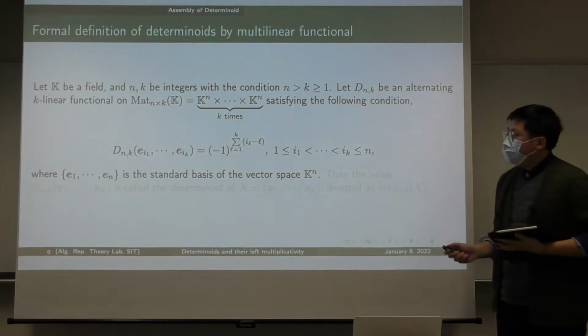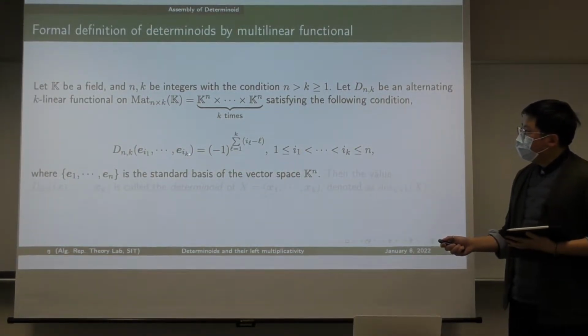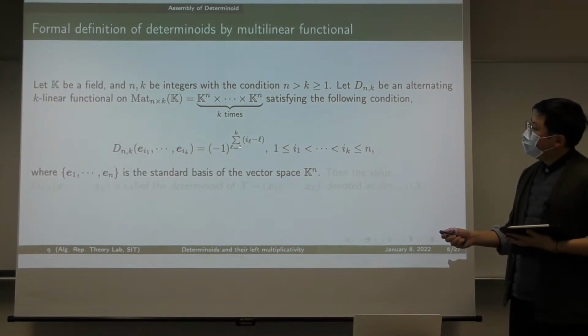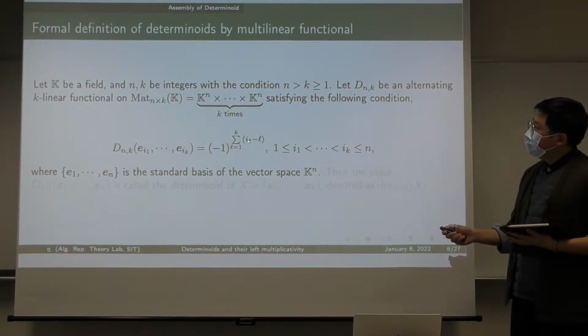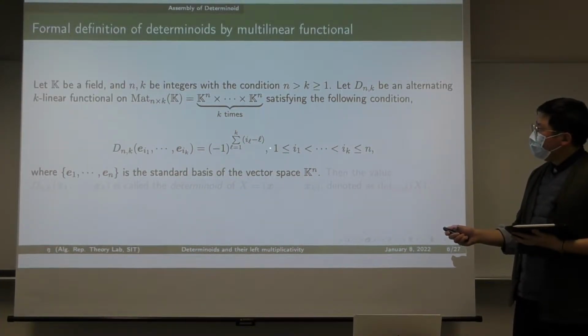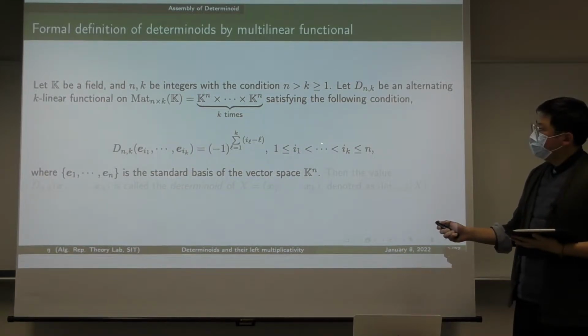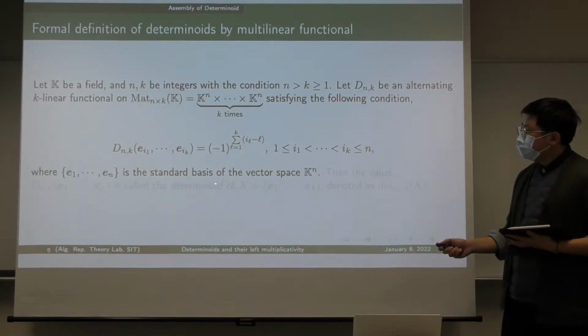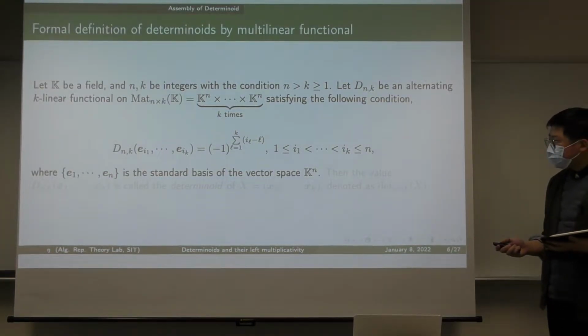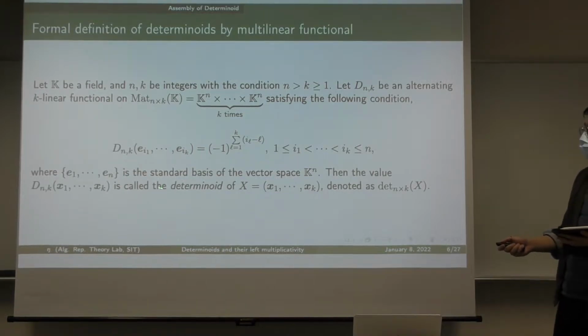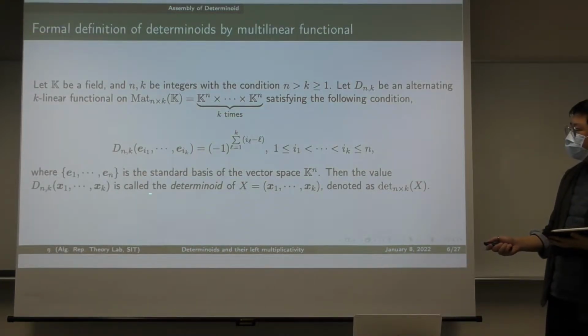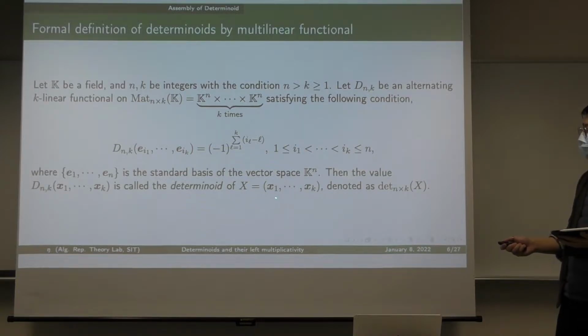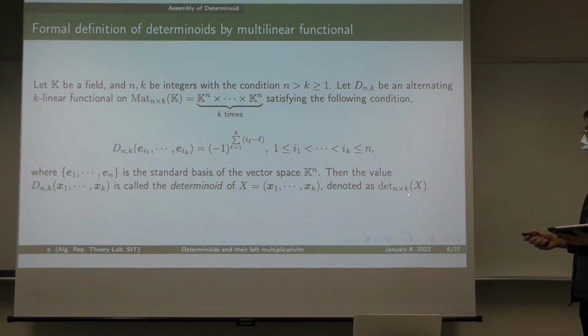So d_{n,k} of e_{i1} to e_{ik} is defined as -1 to the power of the sum over l from 1 to k of (i_l minus l), where the i's satisfy this condition, and the set e_1 to e_n is the standard basis of the vector space K^n. And then the value d_{n,k} of x_1 to x_k is called the determinoid of X. X is defined like this, and denoted as the n by k determinoid of X.